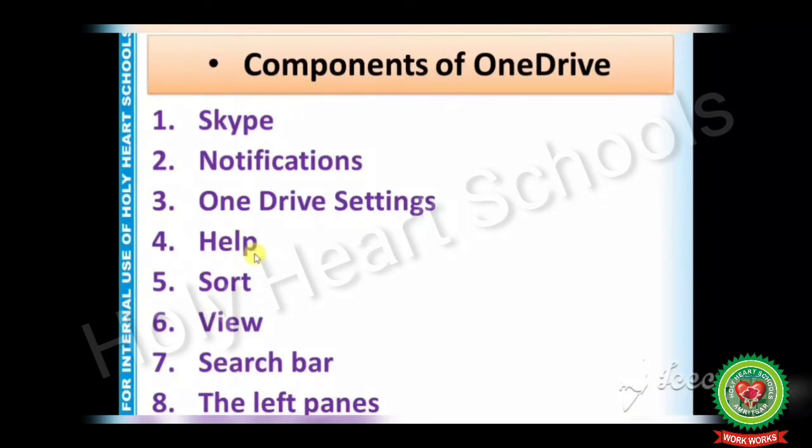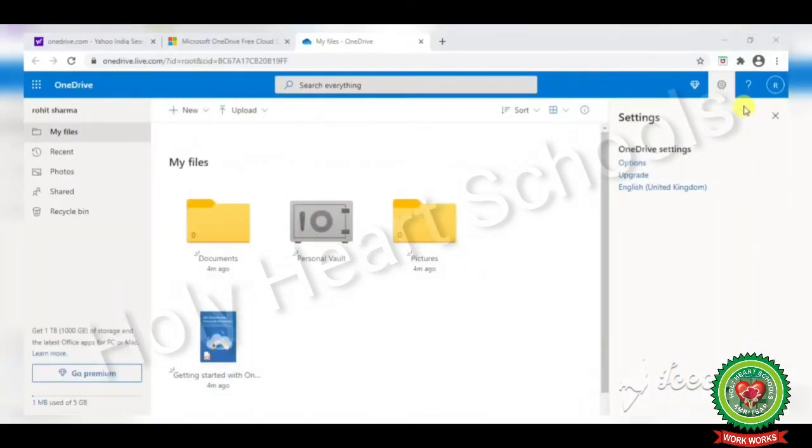Next is help button. In OneDrive, on the right side, in the form of a question mark, we have a help button. By clicking on this button, it will open the help pane where you can conduct a search on various topics and features associated with OneDrive. Here, this is a help box.